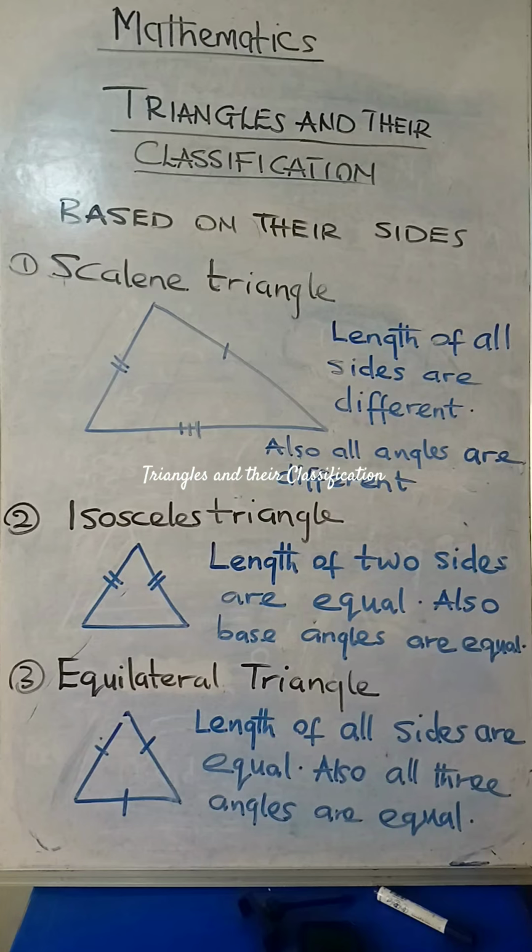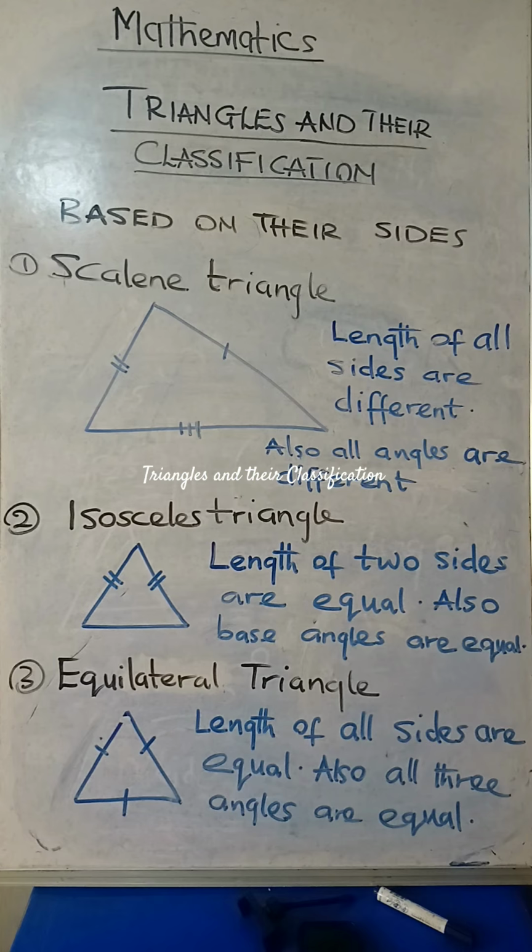But we'll be looking at triangles and their classification based on their sides. So we'll be looking at the different triangles we have based on their sides. Based on the sides, we have three types of triangles: the scalene triangle, the isosceles triangle, and the equilateral triangle. So this morning, we'll be looking at the differences between them.